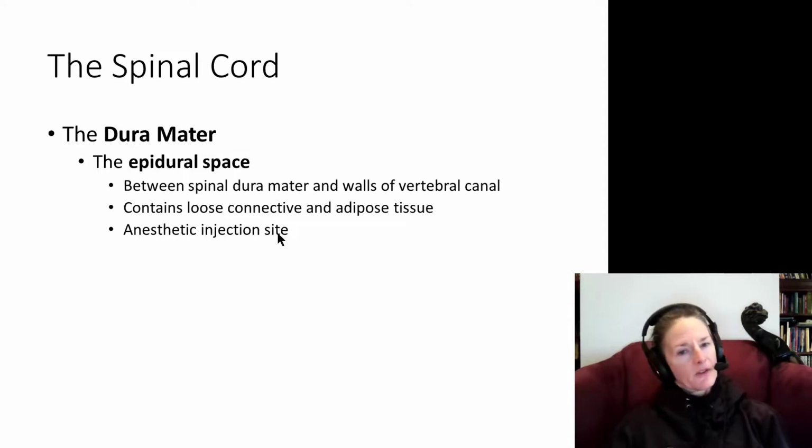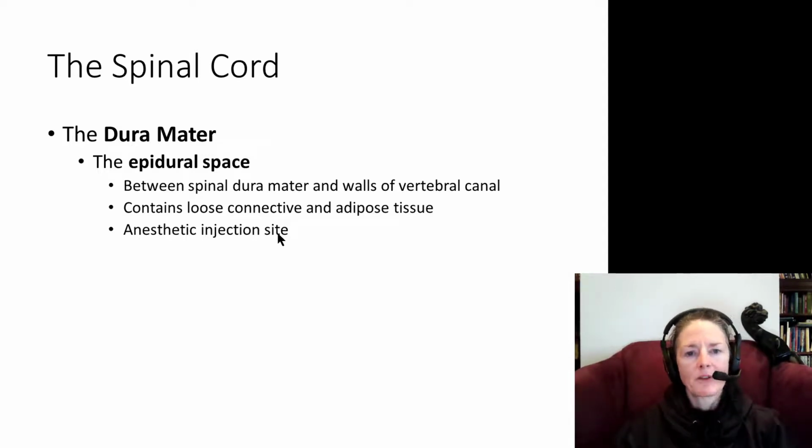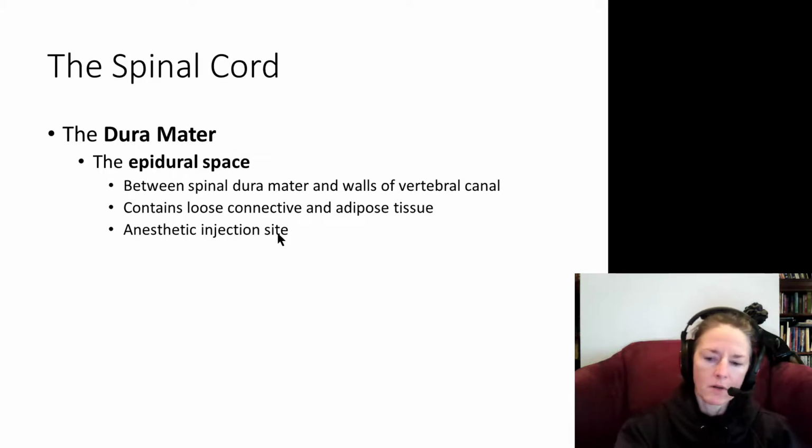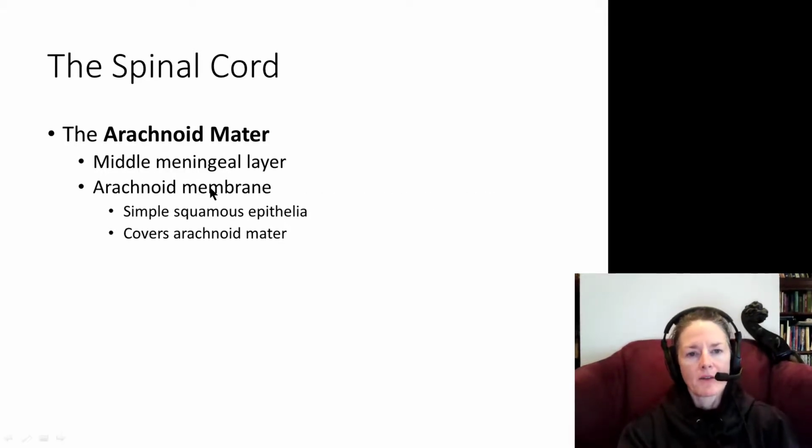This is the common site of something we've probably heard of called an epidural injection. And this is where anesthesia is put when someone's about to undergo surgery. A lot of times, women about to undergo childbirth will get an epidural injection. Sometimes men about to undergo a prostatectomy or a prostate operation will undergo an epidural. Basically, they're injecting anesthesia to put to sleep the sensory part and even the motor part of that level of the spinal cord.